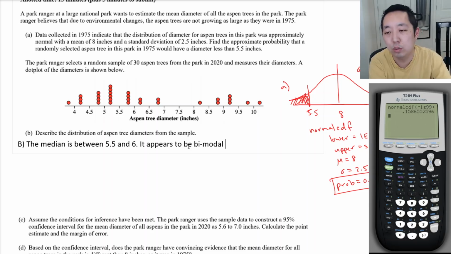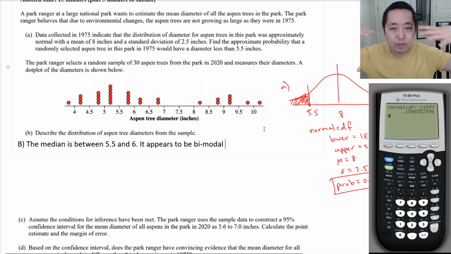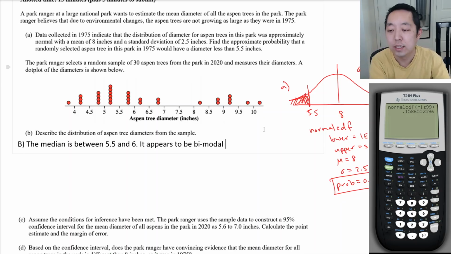Bimodal is like there's two modes. That's what we mean by bimodal. So there's like a center here. There's like two humps in this curve. You could say two humps, just to describe the fact that there's two clusters of data. It appears to be bimodal. That's the shape. Any skewness?